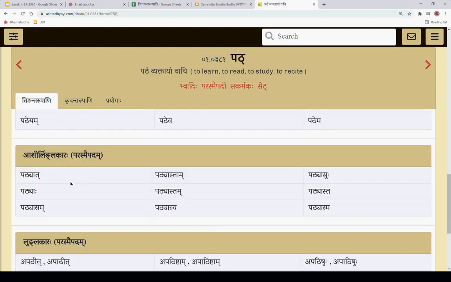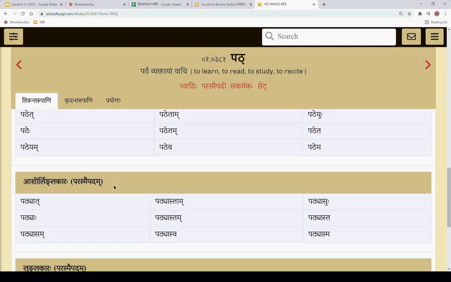You see Ashirling lakara, pathyat. Ashirling also has this 3x3 matrix: pathyat, pathyastam, pathyasuh, pathyah, pathyastam, pathyasta, pathyasam, pathyasa, pathyas. When I say balakah pustakam pathyat, it means I wish the boy would read that book. These are generally not in very common use.